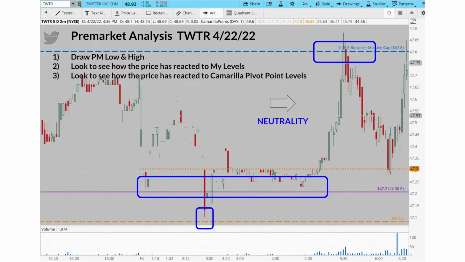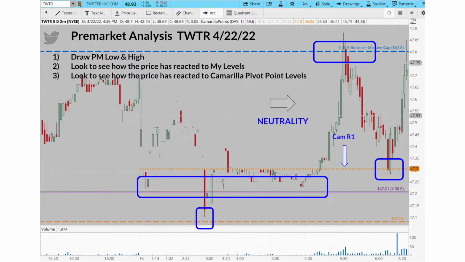Number three, we look to see how the price has reacted to Camarilla pivot point levels. And if you don't know what those are, you can Google it. Everyone on Bear Bull Traders uses it, which is where I spend a lot of my time, at bearbulltraders.com. And so what we have here is this one level, which is a Camarilla pivot point resistance 1, so it's R1. And you can see that the stock rejected that upper 47.80 level, came down and bounced off this R1, okay?